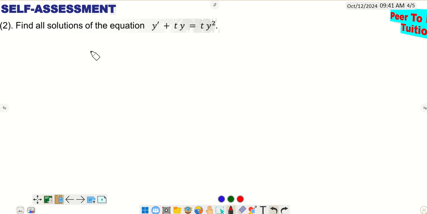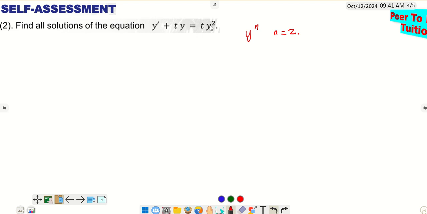Now let's try to solve this question. This is a Bernoulli equation. If you want to know that it is a Bernoulli equation, you have to check the order. You could see that it is a first order differential equation. That is y prime. Then here too we have some function of t multiplying y. Then here another function is multiplying y to the power n. In this case n is equal to 2.